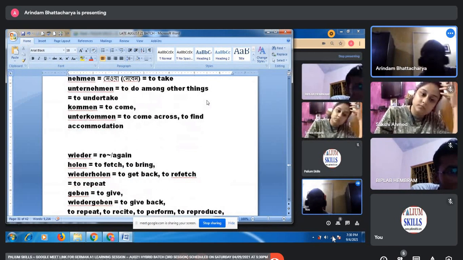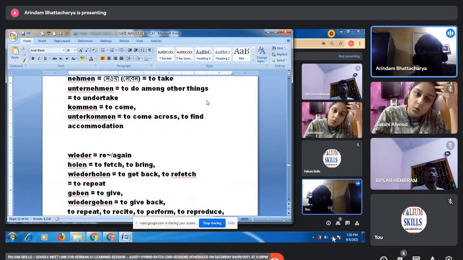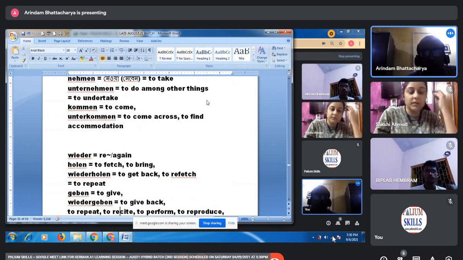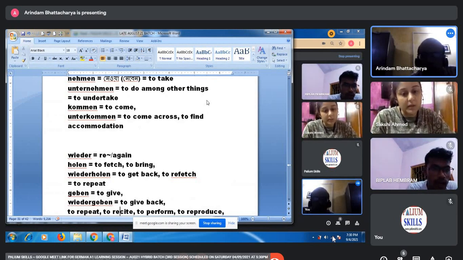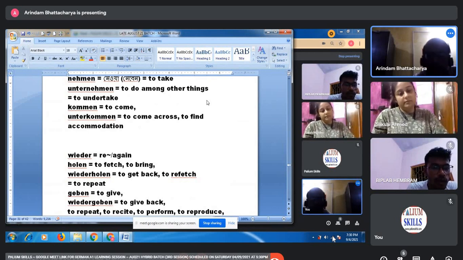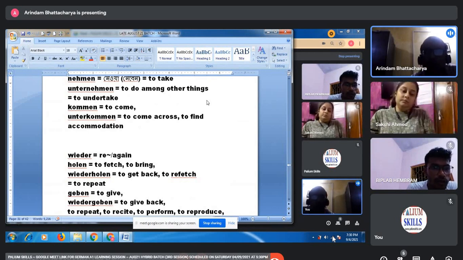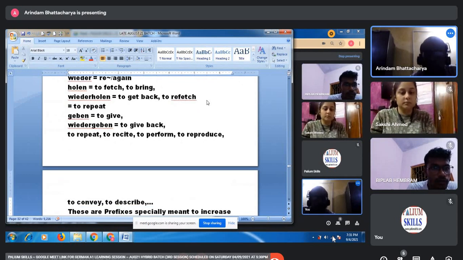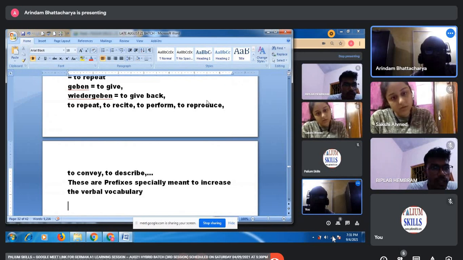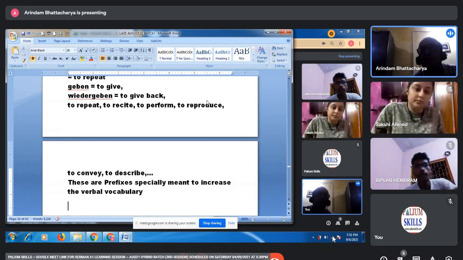Wieder, re or again. Holen, to fetch or to bring. Wiederholen, to get back, to refetch, to repeat. Okay. Wiedergeben, to give back, to repeat, to recite, to perform, to reproduce, to convey, to describe. These are prefixes especially meant to increase the verbal vocabulary.